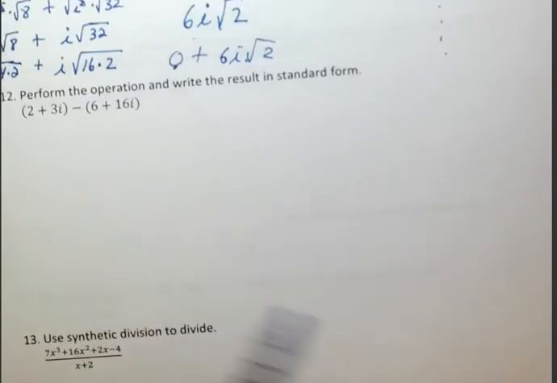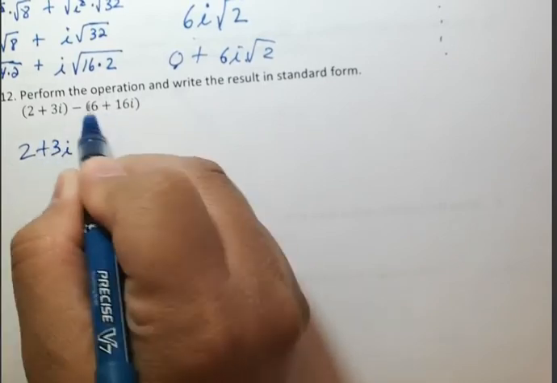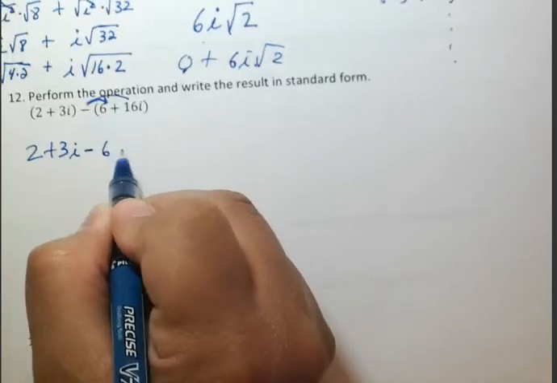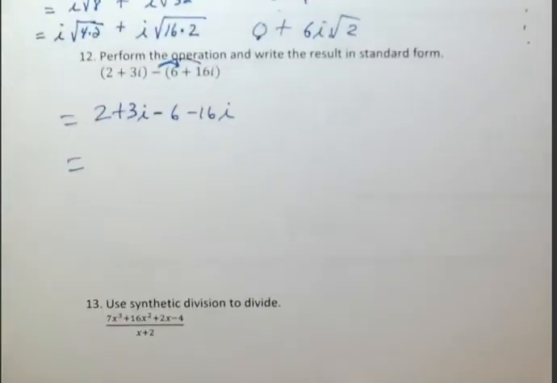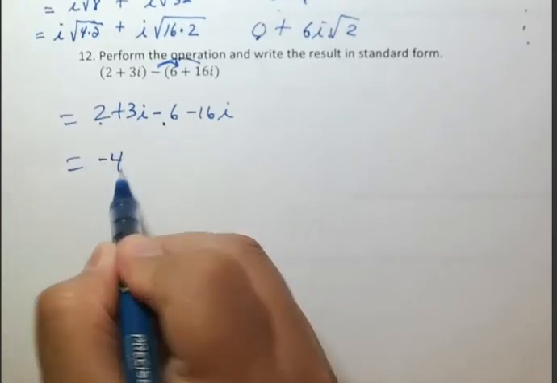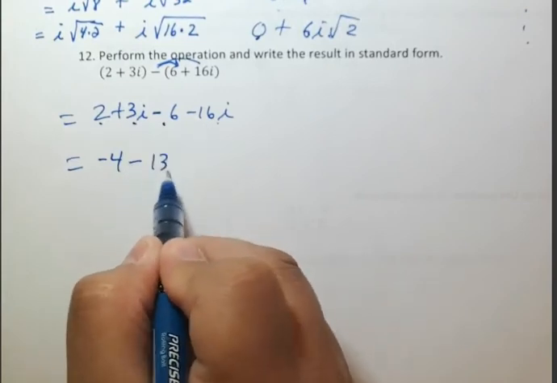Okay, I guess I can go with 12 since we're here. So to subtract, I'm going to distribute the negative in here, so I get negative 6 minus 16i. And then I'm going to gather my like terms. So 2 minus 6 is negative 4. 3i minus 16i is negative 13i.